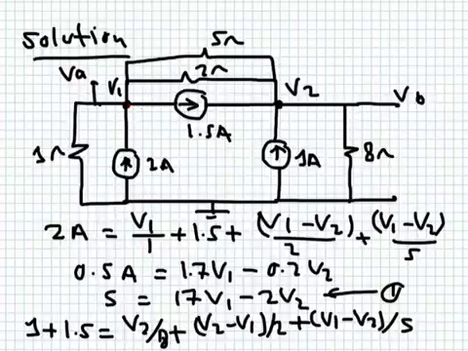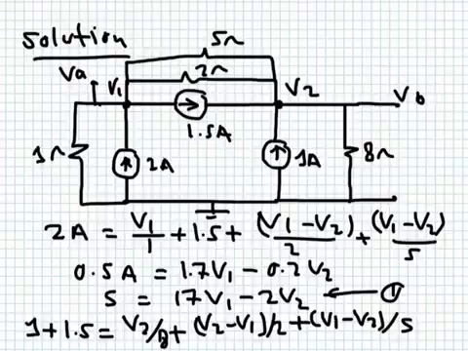I can define the voltage of this node relative to ground to be V1, and the voltage of this node relative to ground to be V2. Now we start to apply KCL at node number 1 and node number 2. KCL has three ways of writing it. You can say the sum of the currents flowing into the node is equal to the sum of the currents flowing out from the node. So this is the one I'm going to apply here.